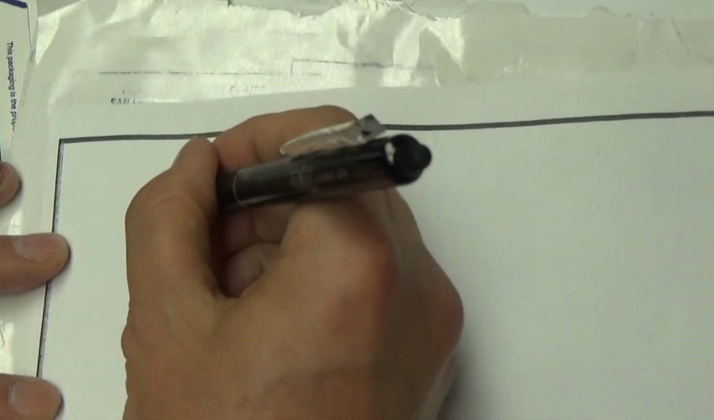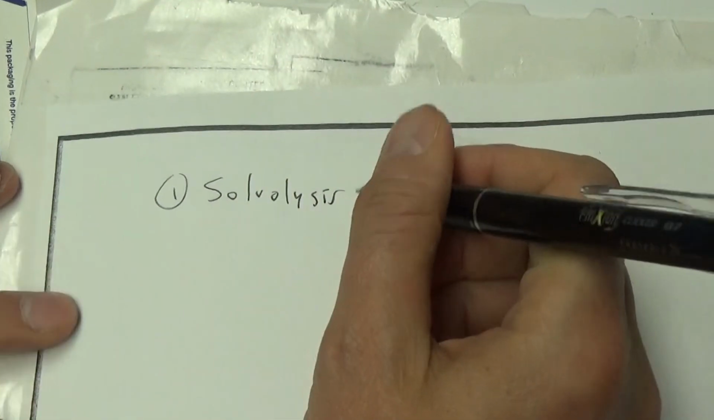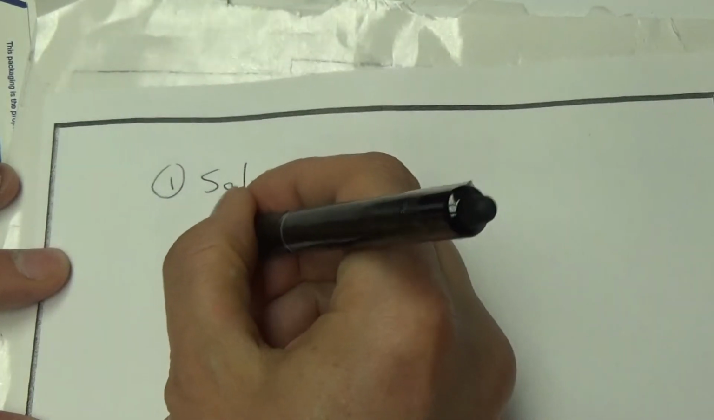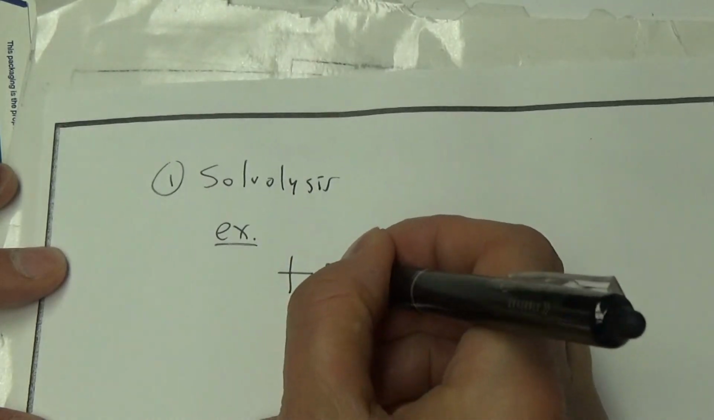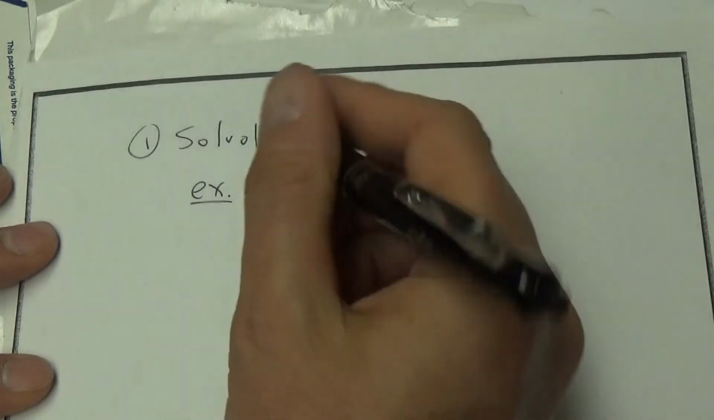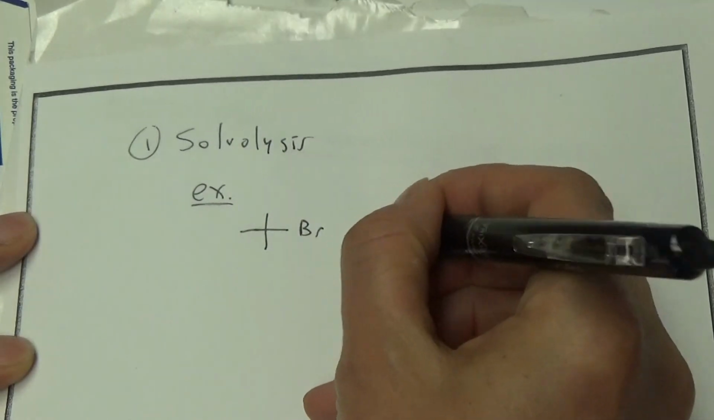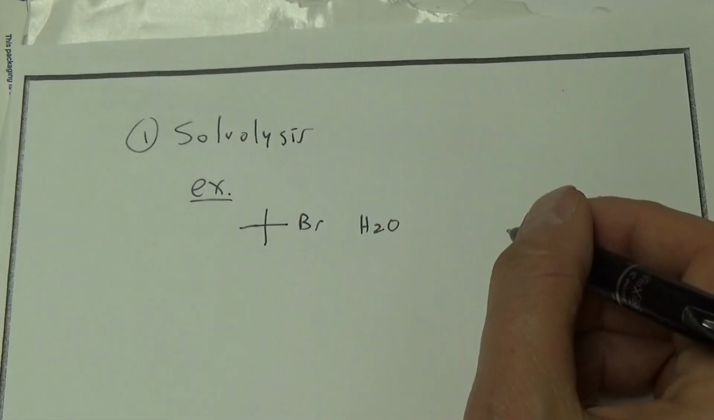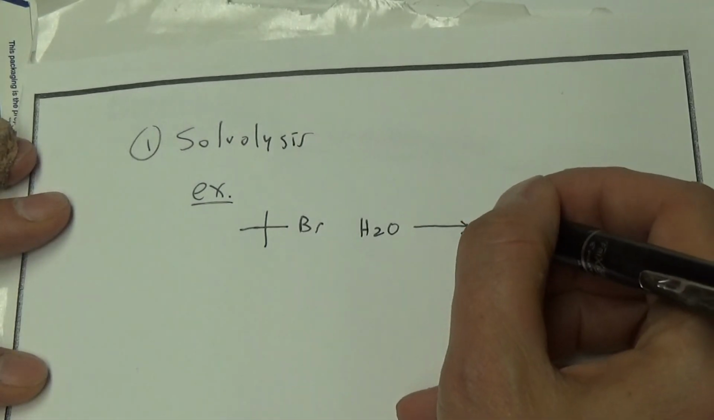Okay, so a couple examples of solvolysis. We're on solvolysis now. Solvolysis examples. So if we have tertiary bromide, tert-butyl bromide, and we're going to react it with water. So this is not an SN2 reaction. We'll talk about the mechanism in a bit.